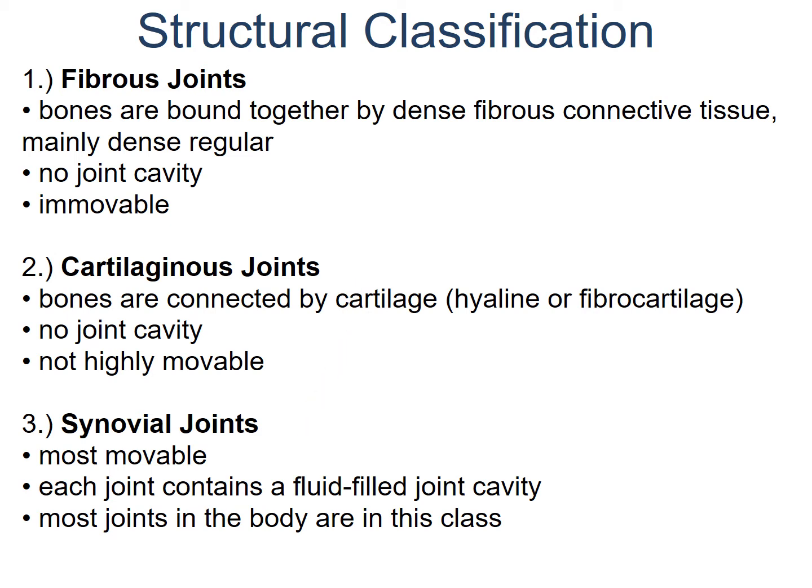And then the third category is the synovial joints. These are the most movable, so this is where you get the greatest range of motion. Each joint contains a fluid-filled joint cavity. Most joints in the human body are in this class. When most people think of a joint in between bones, they're thinking of synovial joints. So what we want to do is look at each category of joints with the structural classification in more detail, and we're going to start with the fibrous joints.